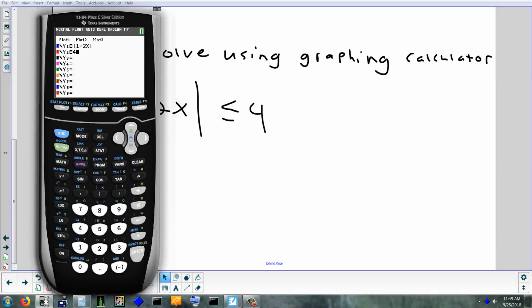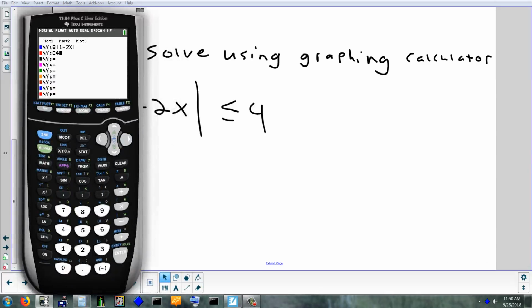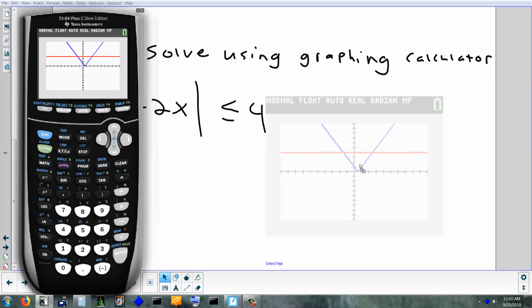Now, I had a couple options. I could have done this with method 1 or method 2. I chose method 2. I just thought it was easier to leave what's on the left in y1, what's on the right in y2. But that's up to you. Okay, so there's your absolute value. We're going to have a horizontal line at 4. And the question is, where is the blue graph, the absolute value, below or equal to the red graph?